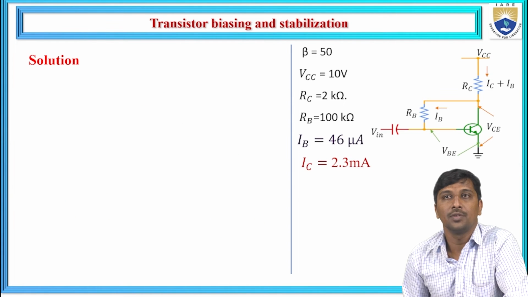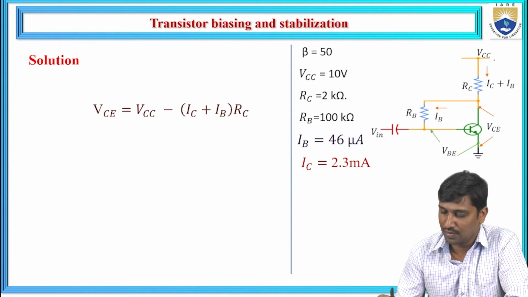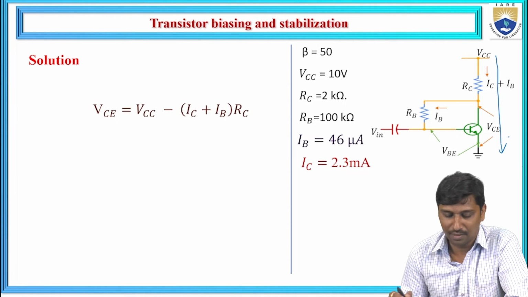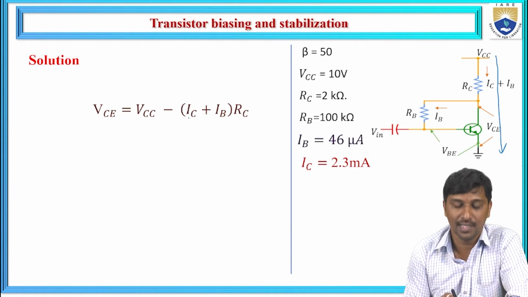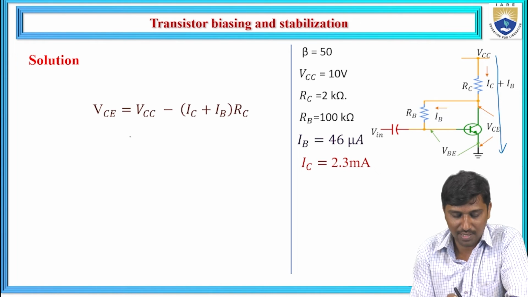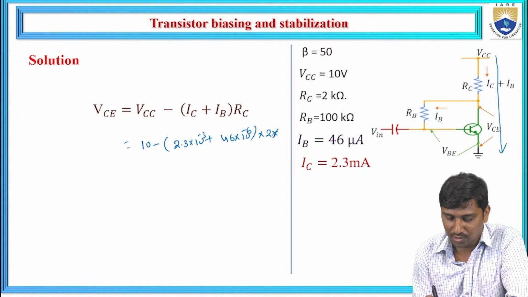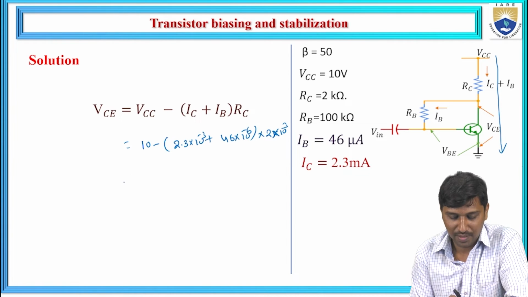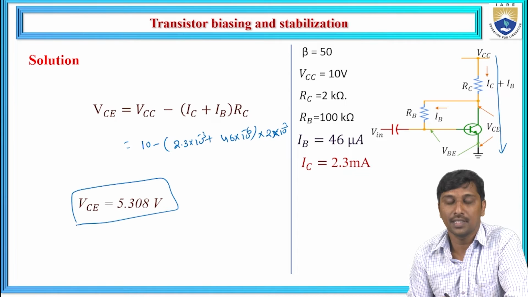So now we need to calculate the stability factor for this. Before that, first we need to find out the Q point. To observe this Q point, apply the KVL analysis at the output side again. From this, we derive the relation VCE is equal to VCC minus (IC plus IB) times RC. Here VCC is 10 minus IC value 2.3 milliamperes plus IB value 46 microamperes, into RC value 2 into 10 to the power of 3, 2 kilo ohms. Then you can solve this one. It gives that the VCE value is 5.308 volts.